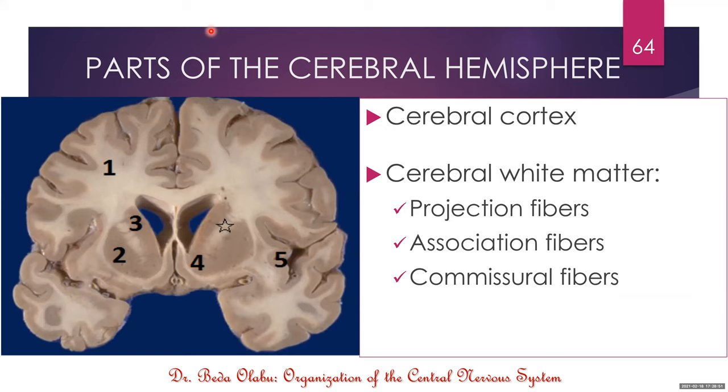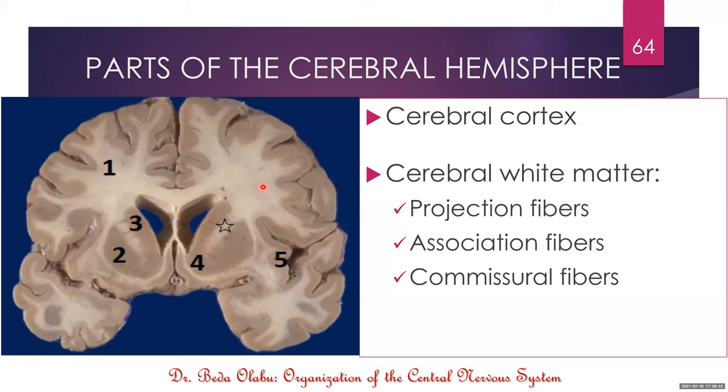Association fibers connect different cortical regions within the same hemisphere. And commissural fibers connect similar cortical regions between the right and the left hemisphere. Have those definitions at your fingertips. As we go through neuroanatomy, you don't have a choice about those ones. So that is what is contained within the cerebral white matter.